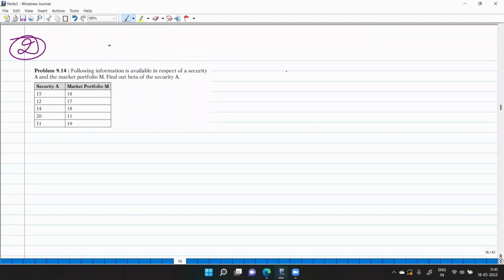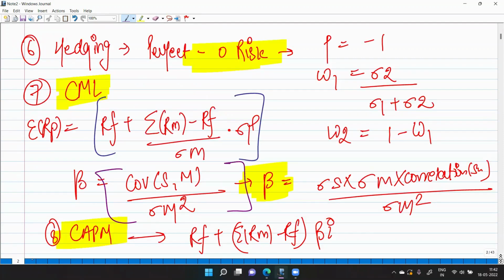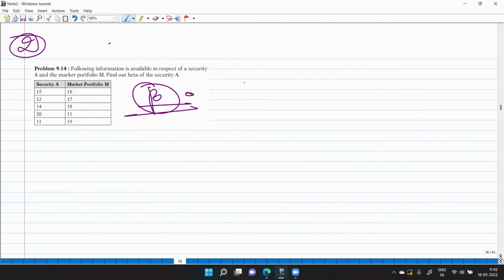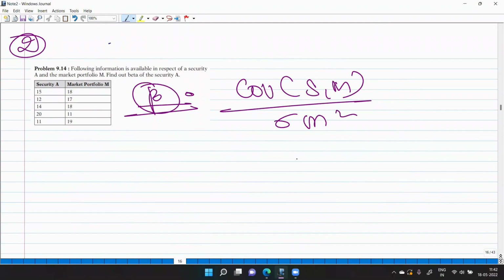Now let's move on to the second question for the day. The following information is available in respect of securities A and M, find out the beta. I am not doing this particular question because बहुत easy है. We have to just apply the formula of the beta. अब beta का formula क्या है? देखो, I have written over here. ठीक है, covariance divided by sigma M square.